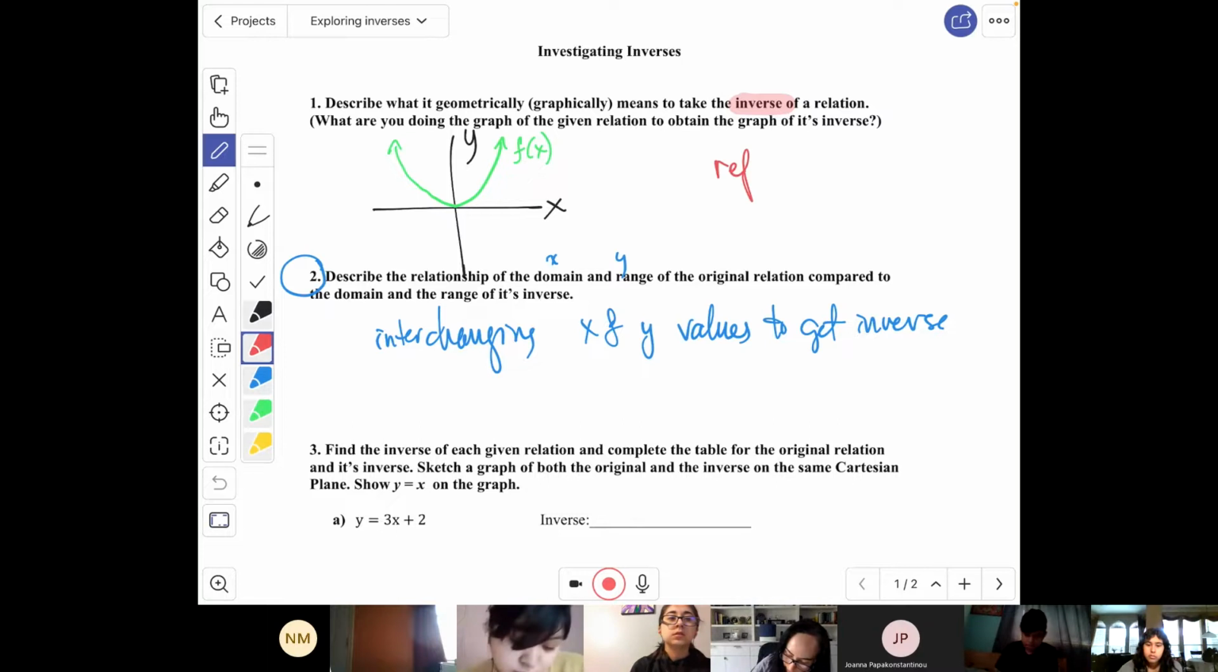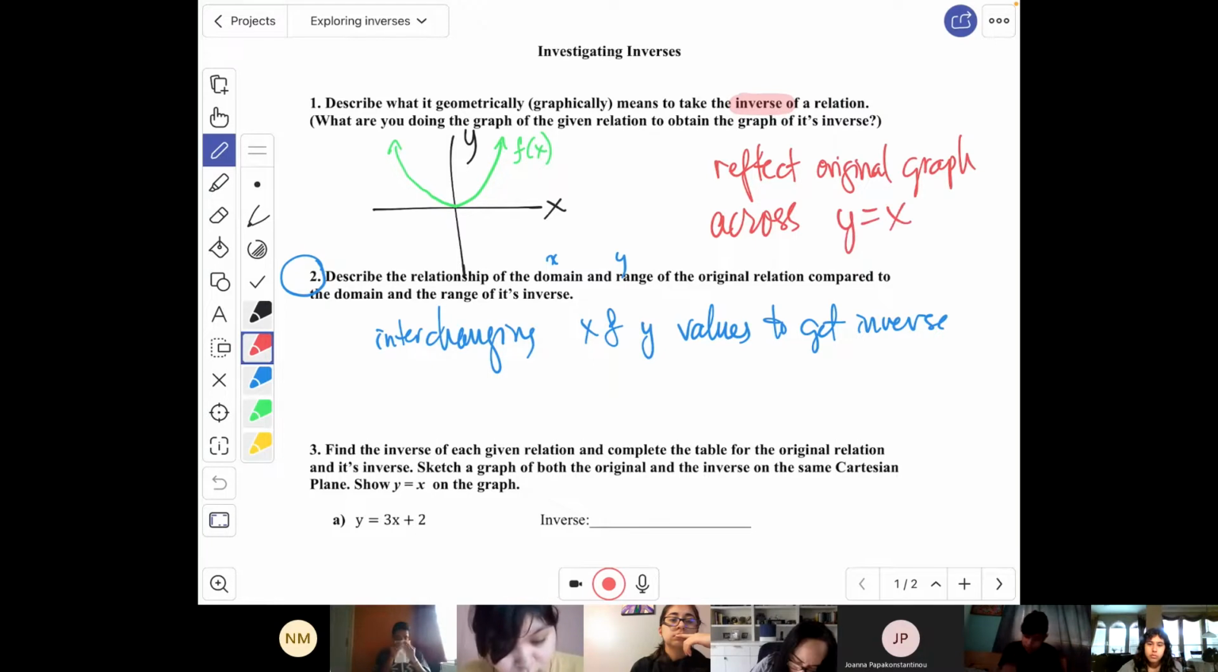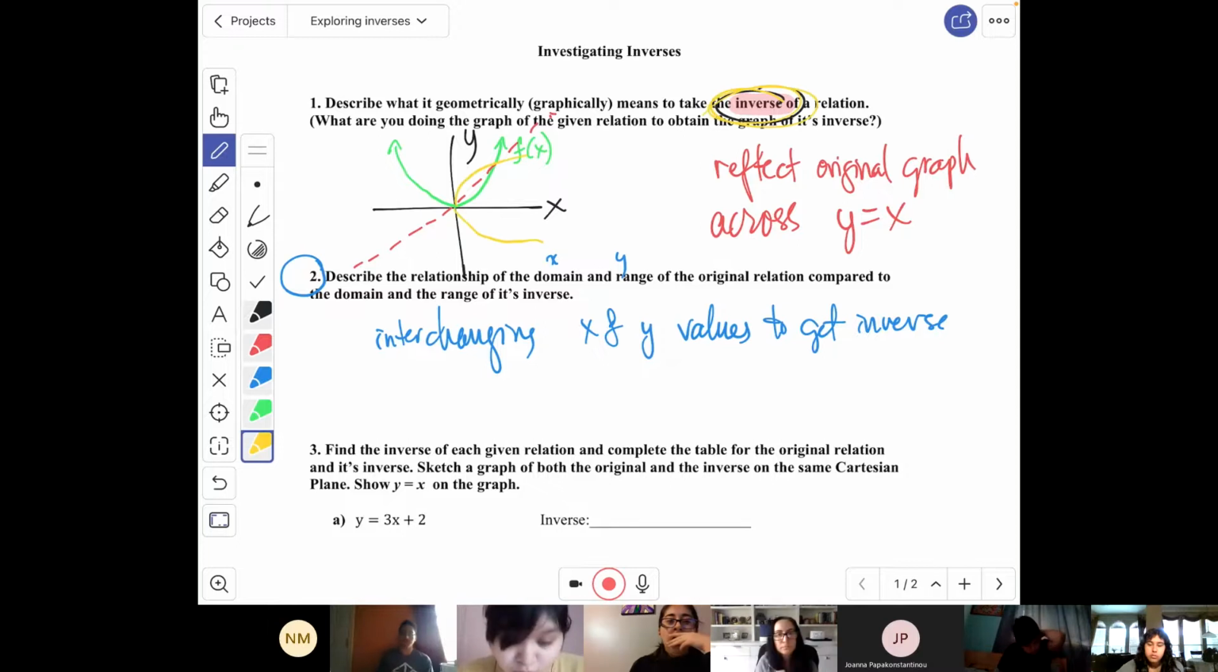Abiela, you are absolutely correct. You reflect the original graph across the line y equals x. So if we had this line y equals x, the inverse, actually, let me do that in a different color, right, is the reflection across y equals x. Good.